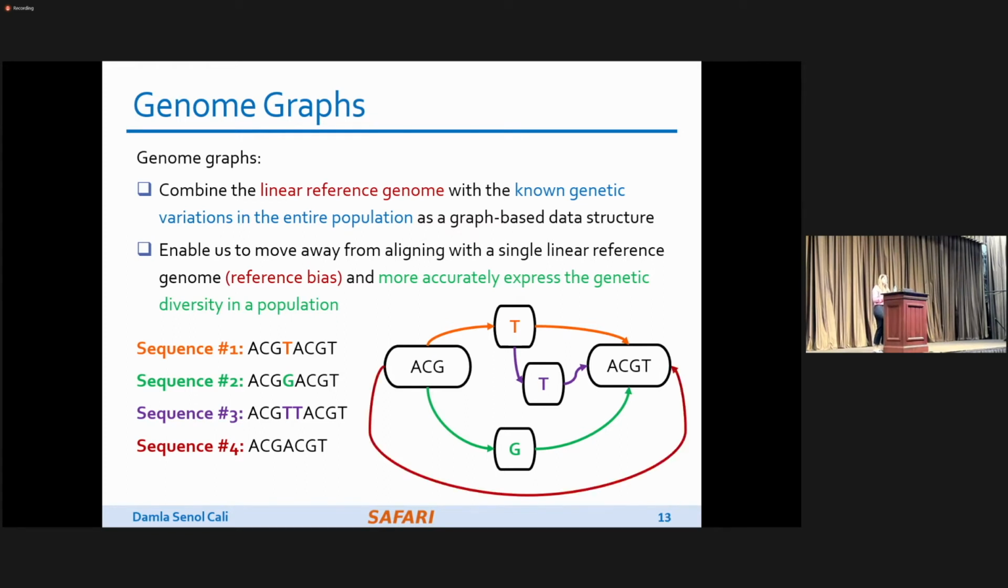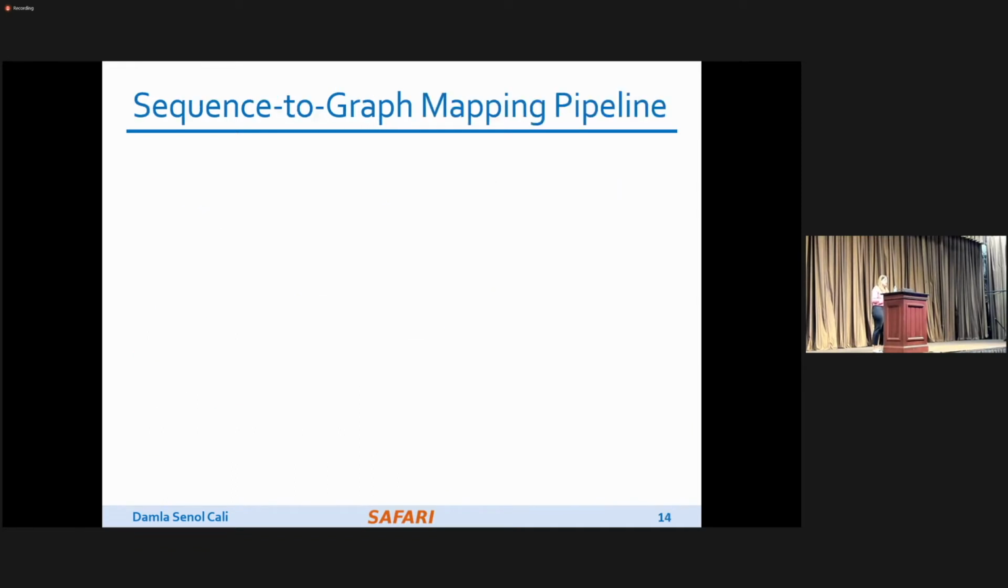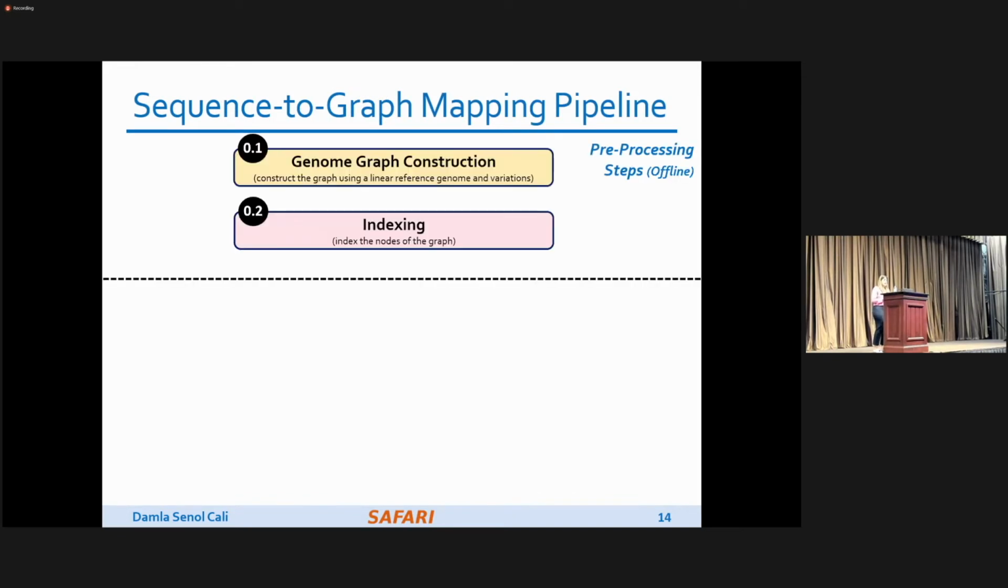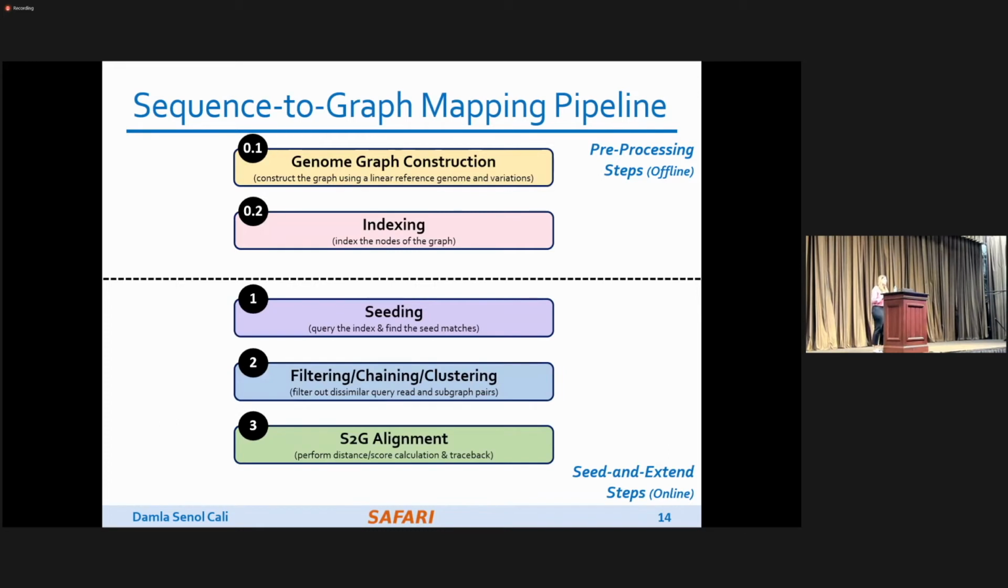With increasing importance and usage of genome graphs, having accurate and efficient tools for mapping genomic sequences, the reads, to these genome graphs has become crucial. Which brings us to the sequence-to-graph mapping pipeline. This pipeline has 2 pre-processing and 3 main steps. The first pre-processing step constructs a genome graph using a linear reference genome and the associated variations for that genome.